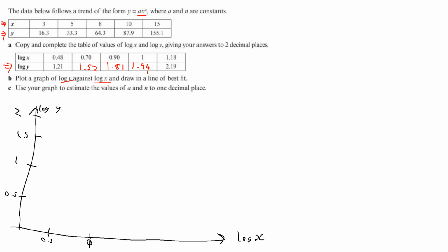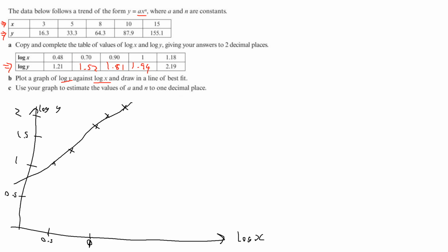All right, so 0.48, 1.21, that's going to be somewhere here. 0.70, 1.52, that's going to be somewhere here. And then here, and then here. Sorry, no, that's not going to be there. Okay, it's going to be something like that for that one. And then something like this, something like that. It's supposed to be linear, is my point that I'm trying to make.